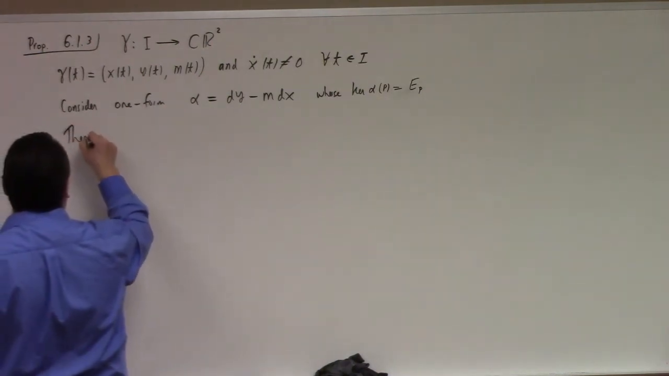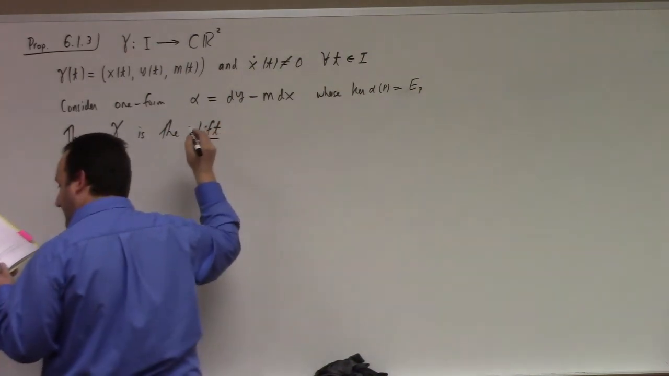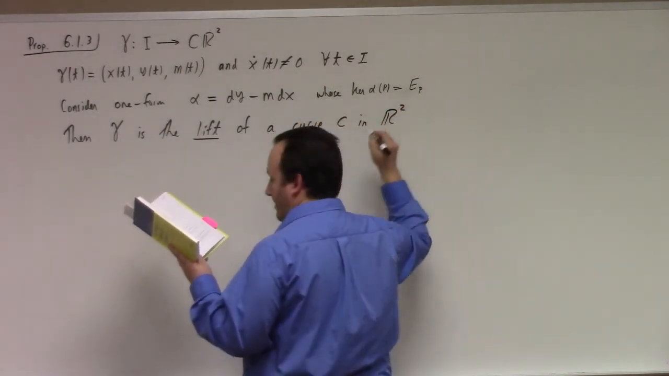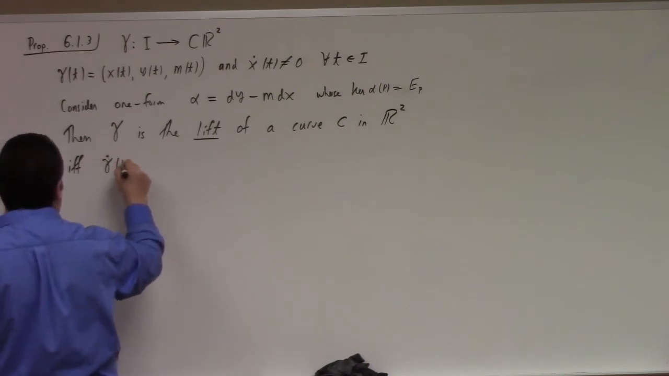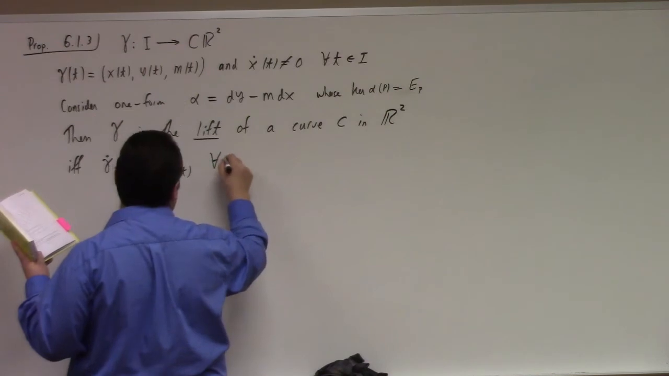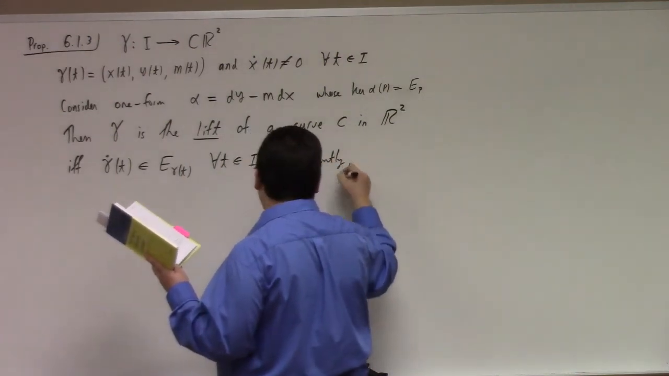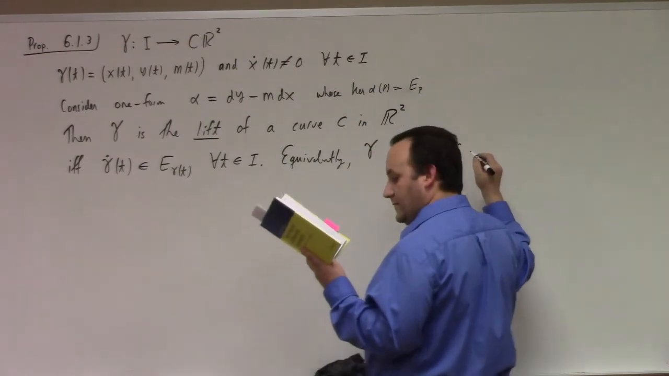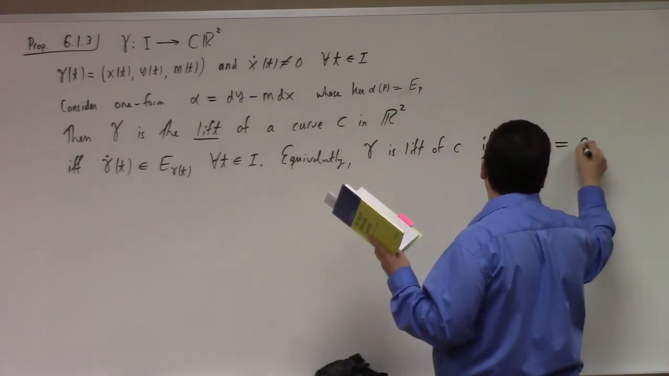Then, here's the punchline. Gamma is the lift of a curve C in R2 if and only if gamma dot of t is an element of E gamma t for all t in I. Equivalently, gamma is the lift of a curve if and only if the pullback under gamma of alpha is equal to 0.